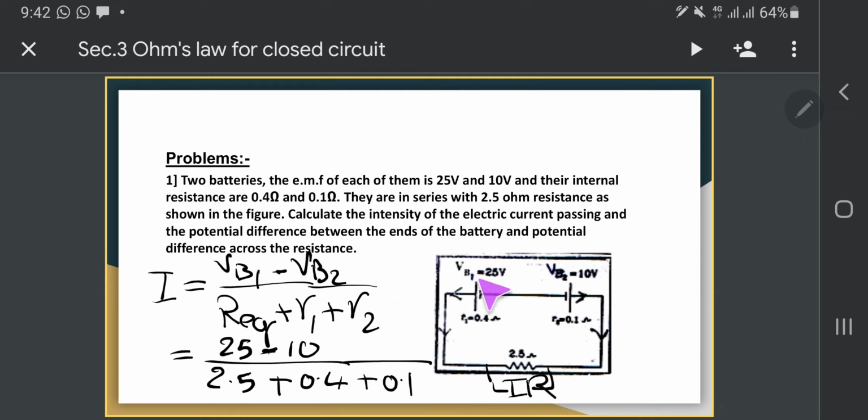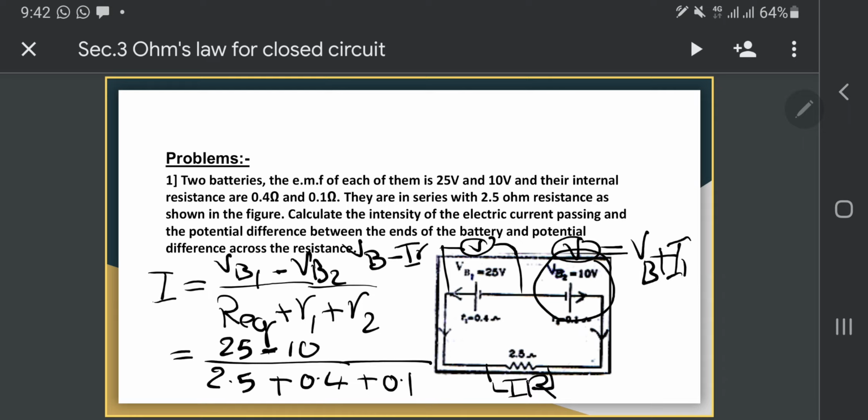For the largest battery, the discharging battery, V equals VB minus IR. But for the smallest battery, the charging battery, V equals VB plus IR. Okay? Thanks and good.